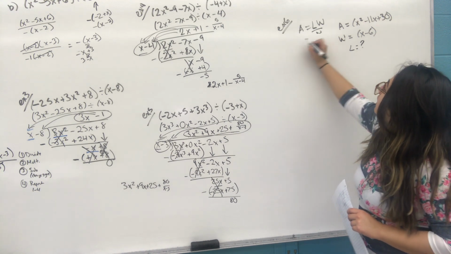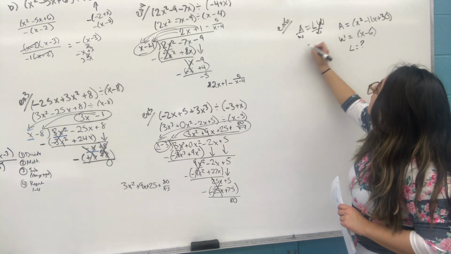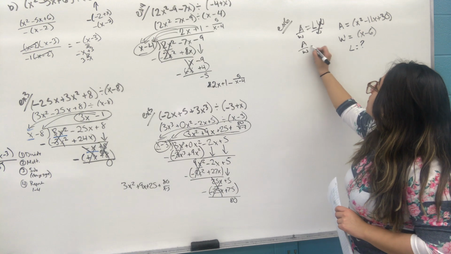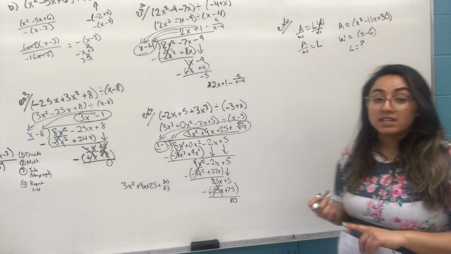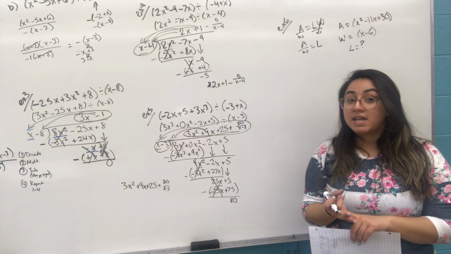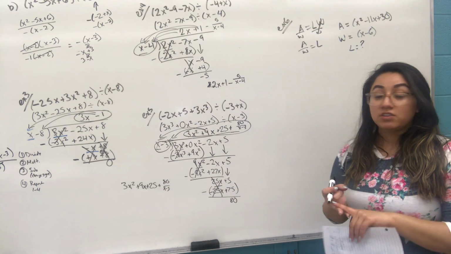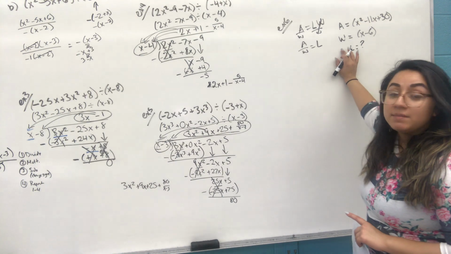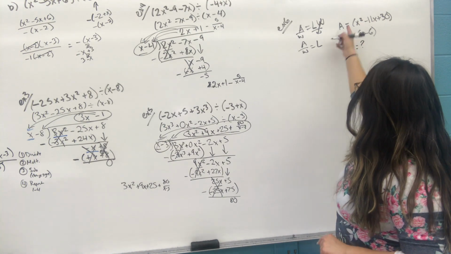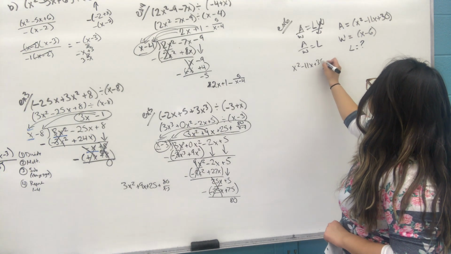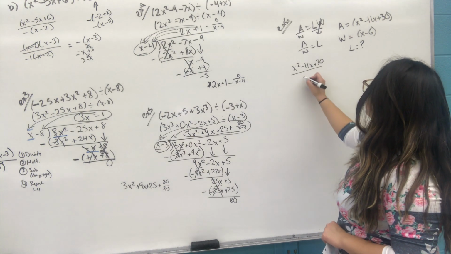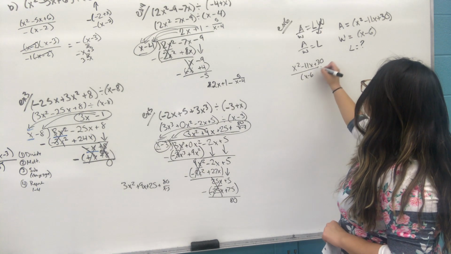You have to divide both sides by w, and then you have A over w is equal to your length, and that's how you find it, because they don't give you a length and they don't give you a width, so you don't multiply. They gave you the area and they gave you the width of it, so that means you have to divide. So your area, which I have up here, x squared minus 11x plus 30, divided by your width, which is x minus 6.